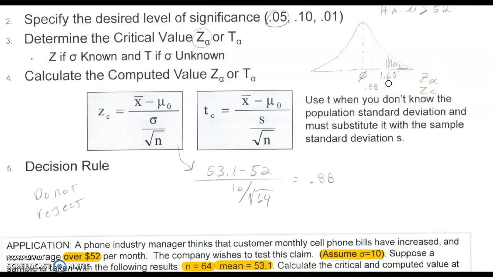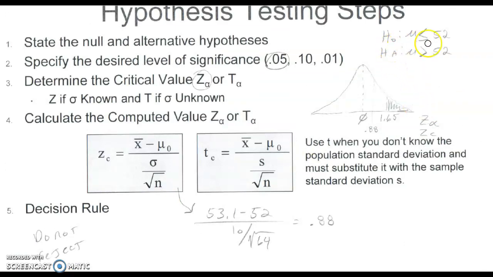Well, we're not in the rejection region. We're at 0.88, which means this particular sample mean only lies 0.88 standard errors above the hypothesized population mean. It would need to lie 1.65 or more in order for us to reject it. So it's just not far away enough from the hypothesized population mean for us to reject it. So we do not reject. Okay? In other words, it is possible that our null hypothesis is accurate, that in fact the mean is less than or equal to 52.